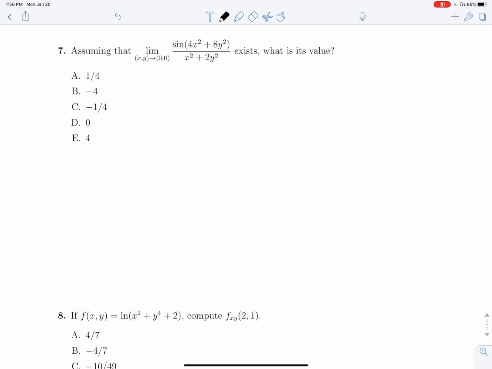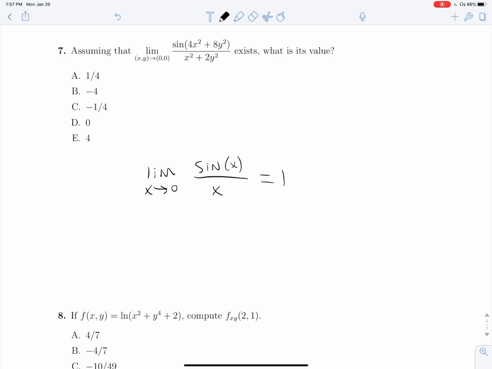Okay, this one stumped a lot of people when it really shouldn't have. So assuming that this limit exists, what's its value? There's a fact about limits that you should know. It's that the limit as x approaches 0 of sine x over x is 1. And you can find this through L'Hopital's rule.